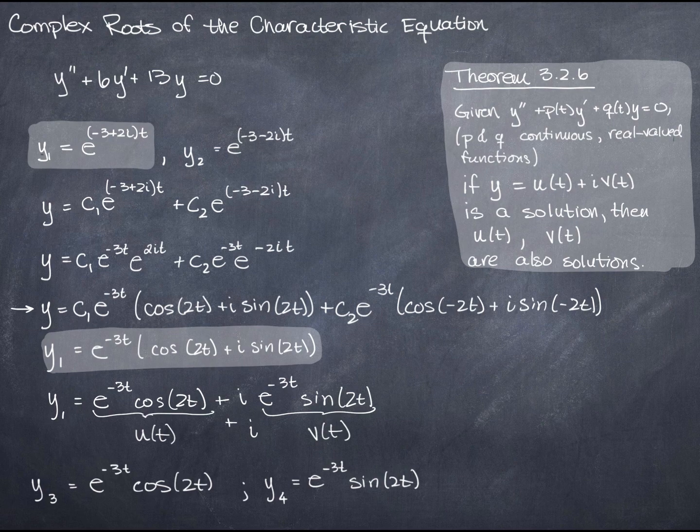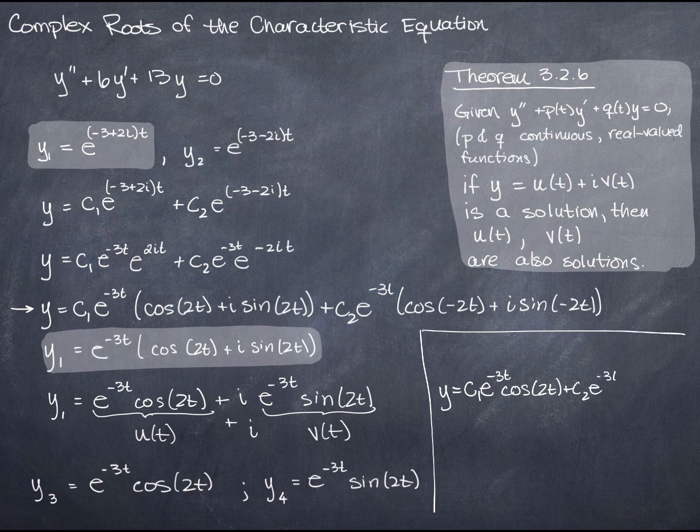So I now can write a general solution, y equals c1 e to the negative 3t cosine of 2t plus c2 e to the negative 3t sine of 2t. And then, of course, if you wanted to, you could factor out that e to the negative 3t, and you'd have c1 cosine 2t plus c2 sine of 2t, but it's not really necessary.